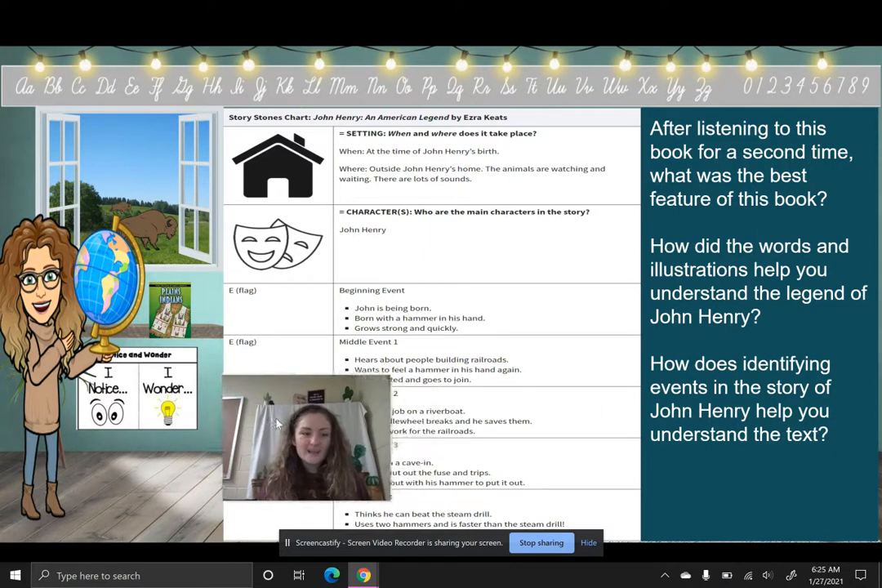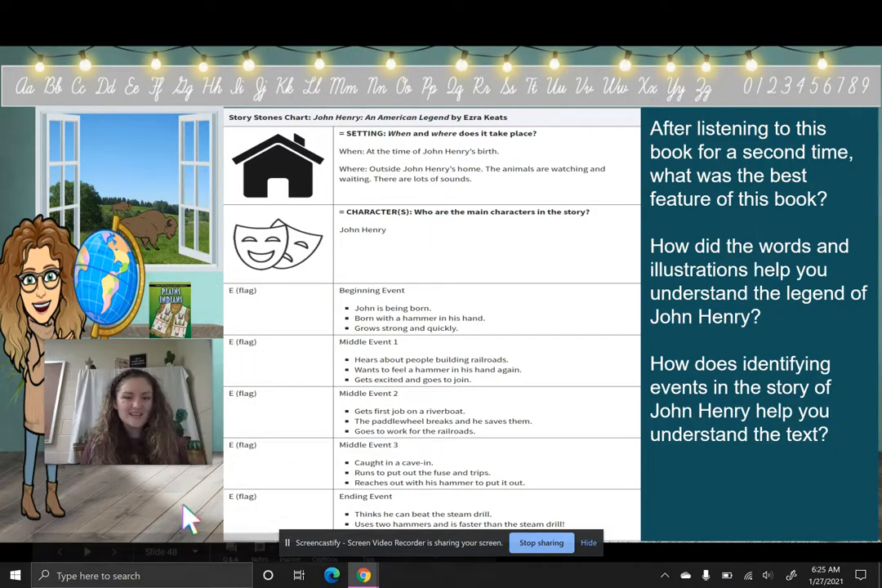So as we are thinking about what has happened in this version of John Henry, we need to think about the features of this book. So this book told a story about the life of John Henry as a legend. What was the best feature of this book, in your opinion? Did you think that the story was the best feature, the character of John Henry, the illustrations? What do you think was the best feature of this book? Tell me in the puzzle.